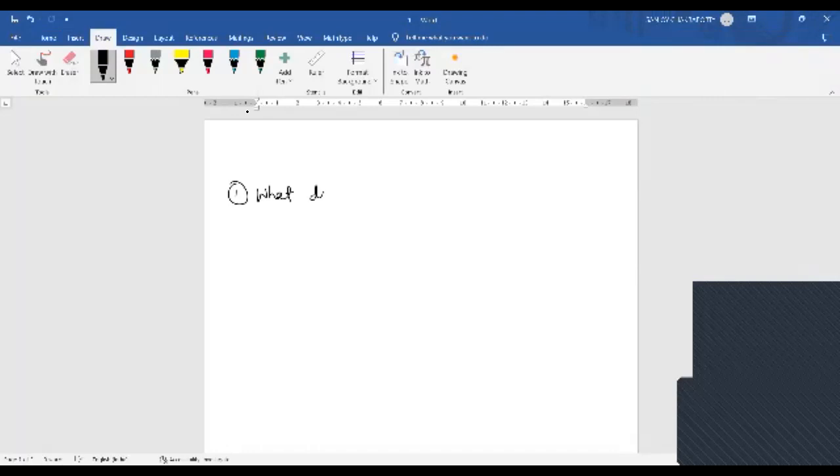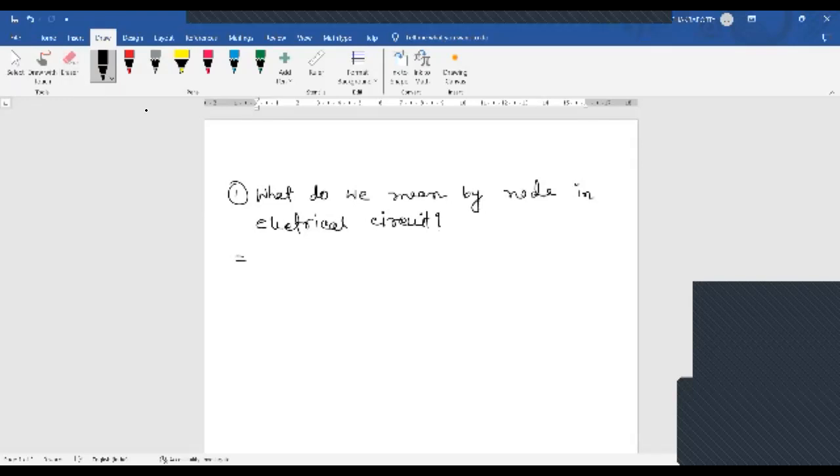First is, what do we mean by node in electrical circuits? So the point is we need to understand.